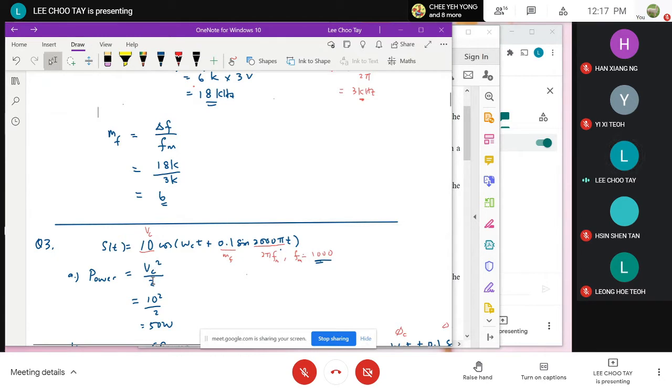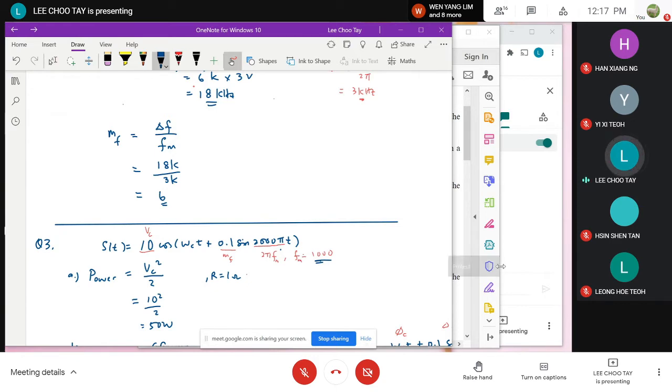Why over 2? Because the RMS value is Vc over root 2. So the power is just V RMS squared over R. Again, we treat R as 1 in this case because it's not given. So that gives us a power of 50 watts.